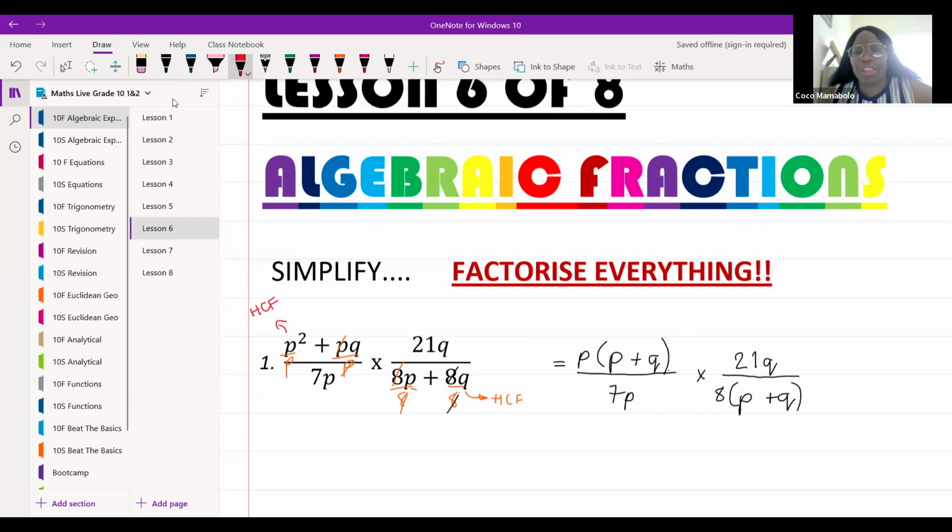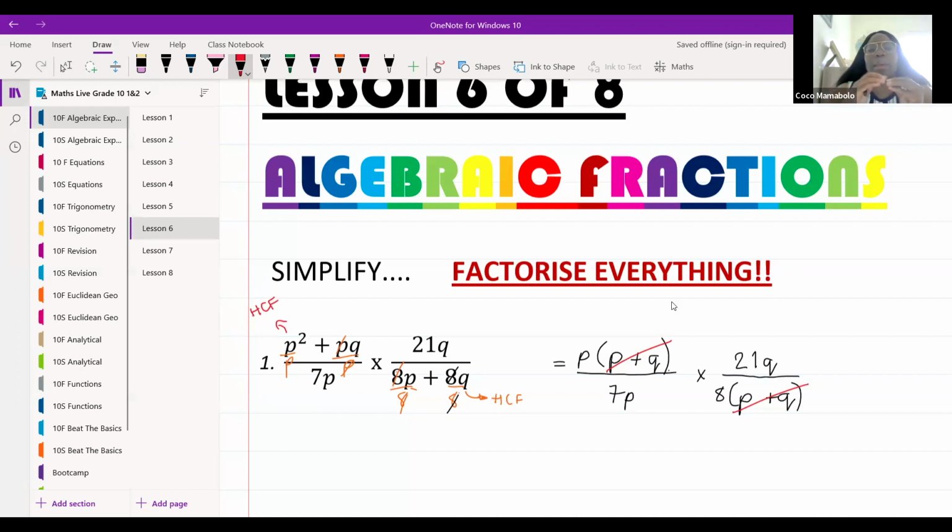Good. I see Wikanyo's P plus Q. Beautiful. Excellent. P plus Q. You're absolutely correct. P plus Q and P plus Q. Do we see anything else? Look again. For those of you saying no, look again. Anybody? Yes, Mandisa, 21 and 7, but 21 divided by 7 would give me what? What would it give me?